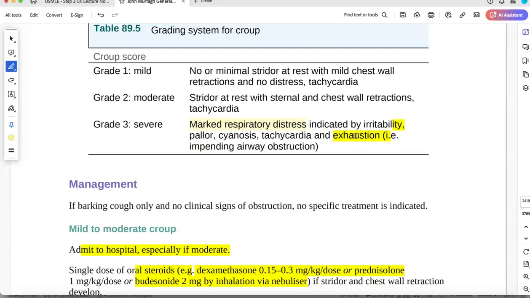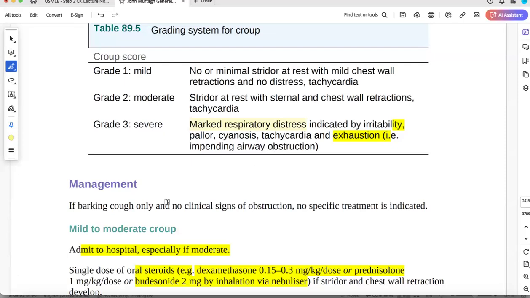A severe croup child usually will be very exhausted, and the question will say the child looks irritable, drowsy, lethargic. So mental status change is the most important indicator of severity, not how much stridor there is. Stridor will be there in every group, mild, moderate, severe. Every group will have a stridor, so whether the stridor is very loud doesn't make it the severe group. Remember that. Okay. Mild to moderate, they will have a stridor, but they will not have any mental status changes.